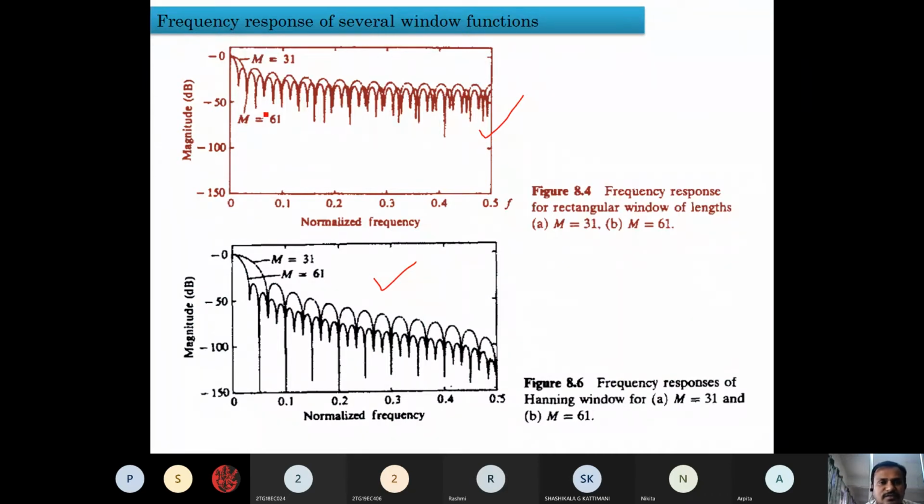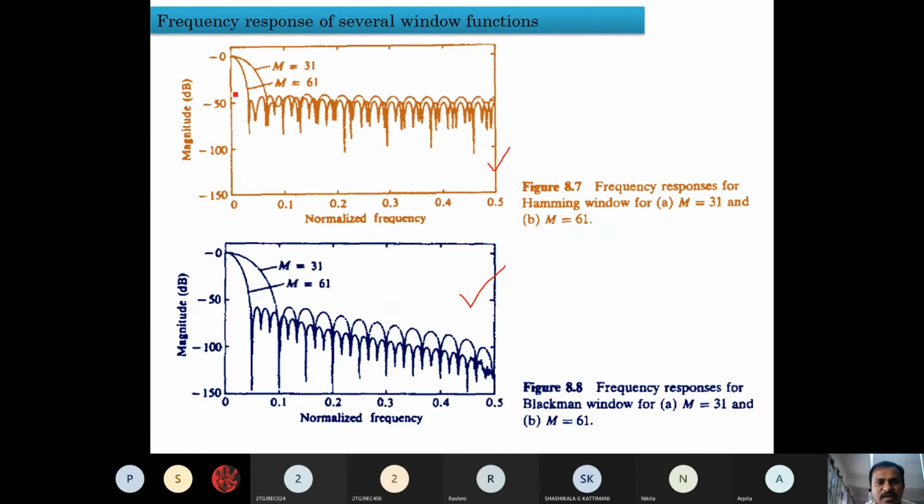Okay, rectangular window for different m values. You can observe there is a small variation with respect to the magnitude. What about here? More variations are there. If you consider m is equal to 61, the bottom line I am drawing, you can observe here it is ranging from nearly minus 45 above up to minus 100. What about here? It is ranging in between minus 45 nearby. The rectangular window and Hanning window. If I compare with this one once again, the Hamming window.